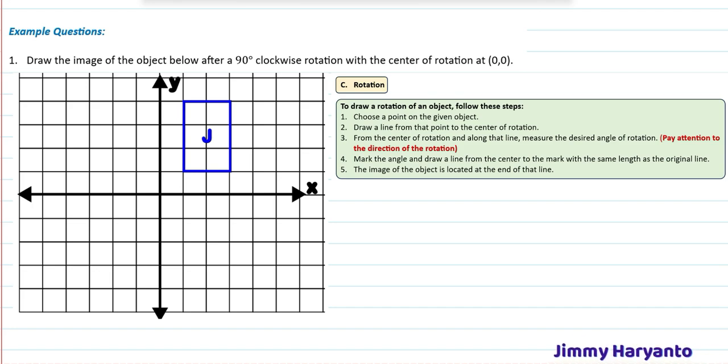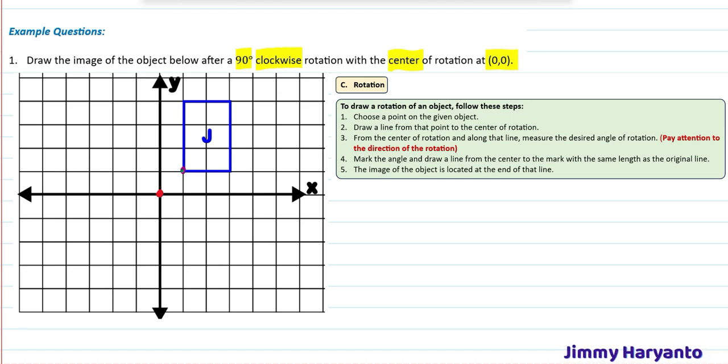You have to draw the image of the object below after a 90-degree clockwise rotation. So the point in this question is that the angle of rotation is 90 degrees, it has to be clockwise, and the center is 0,0. So first let's locate the center. The center will be right here, which is 0,0. The first step is to choose a point on the given object. So let's choose this one, and the second step is to draw a line from that point to the center of rotation.